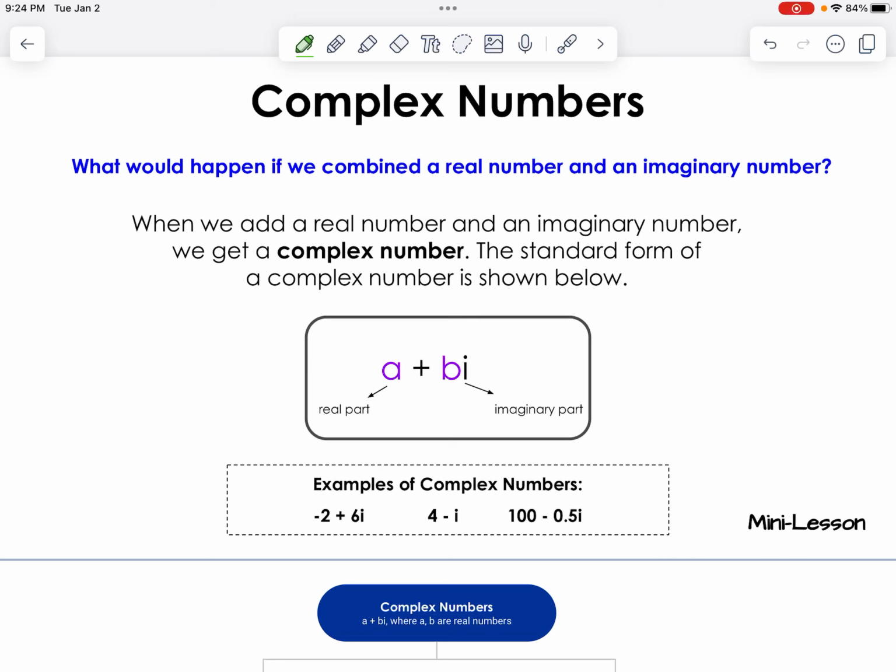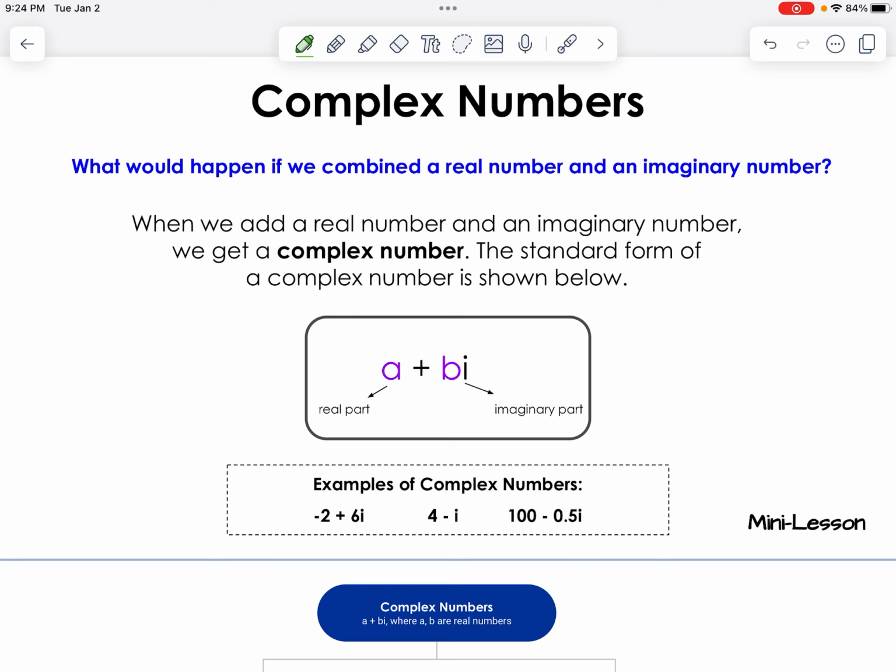This video is going to cover complex numbers. So we've been learning about imaginary numbers and we know what real numbers are, but what happens if we combine the two? What if we have a real number and an imaginary number in the same expression? And that is where we get complex numbers.